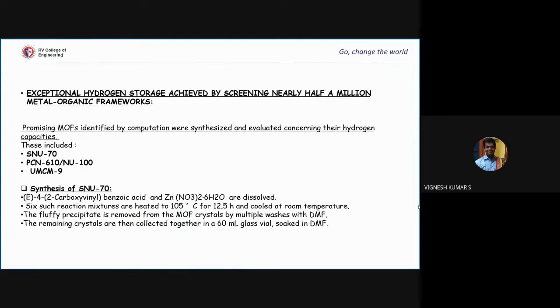Next subtopic is exceptional hydrogen storage that can be achieved by screening a million metal organic frameworks. The most promising MOFs are SNU-70, PCN-610, and UMCM-9. So let us consider the synthesis of SNU-70. E-4,2 carboxyvinyl benzoic acid and zinc nitrate are dissolved. Six such reaction mixtures are heated to 105 degrees for 12.5 hours and cooled to room temperature. The precipitate is removed from the MOF by washing multiple times with DMF and the remaining crystals are collected together in a glass vial soaked in DMF. Next slide.